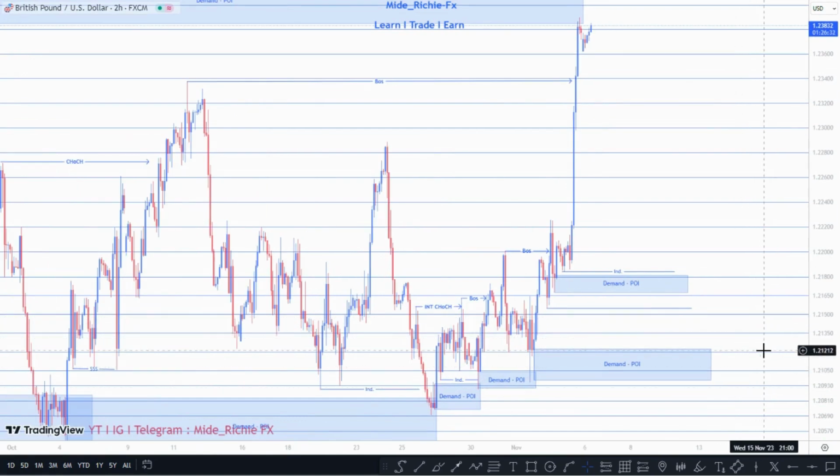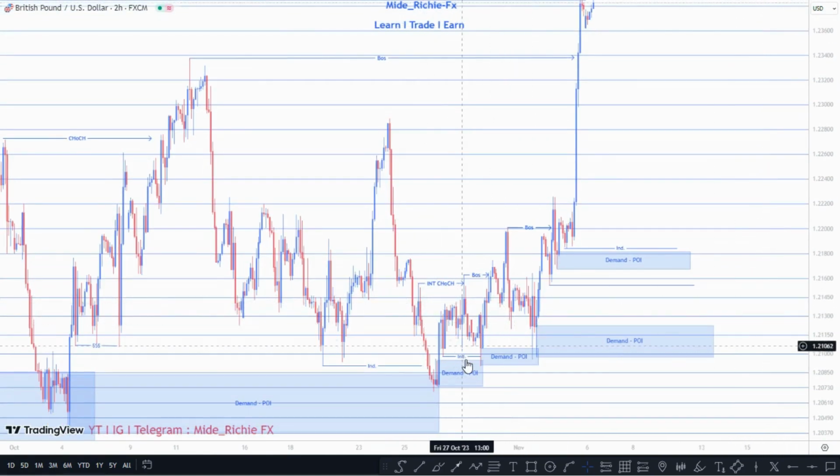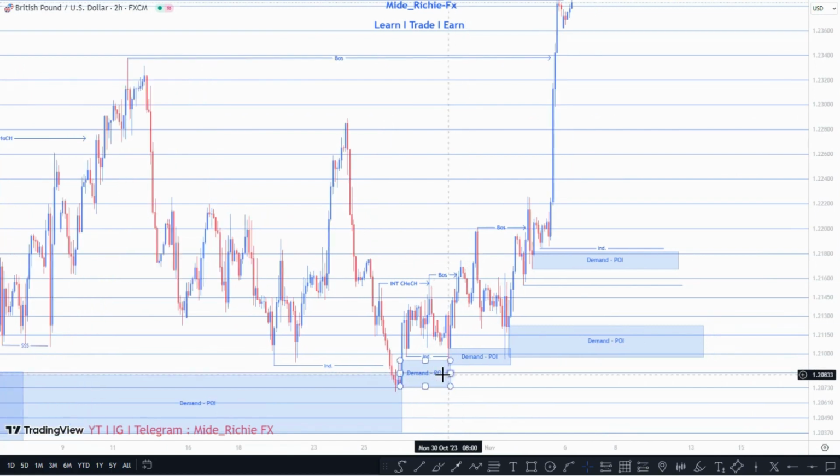So after the remitigation happens, the market gave us an internal change of character, or as I explained to you guys last week, an internal change of character and a break of structure, then I got into the buy from here as I explained. If you guys just want to know why I took this trade, you should go back to my channel and watch everything. I did a recap on this, right?